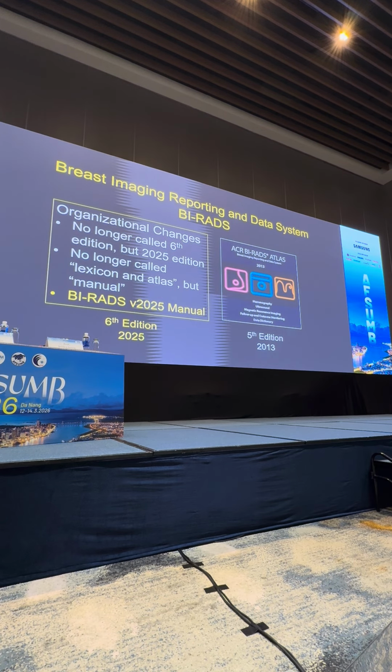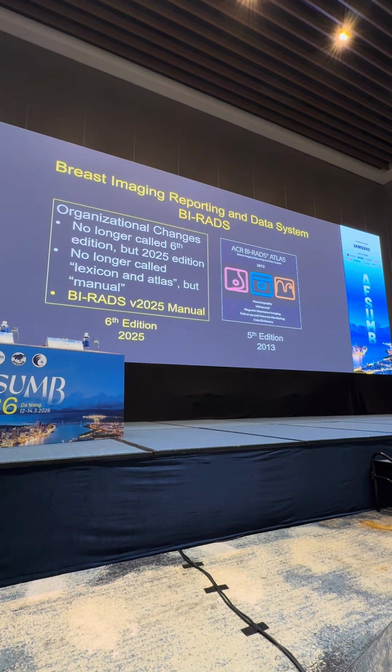They don't call it 1st, 2nd, 3rd edition. They call it the version of whatever year. So we're like, oh, what's special? We started this, we want to call it 6th edition. But the ACR, American College of Radiology, says no. You have to be part of the family. So we're not 6th edition, we're V 2025, version 2025.